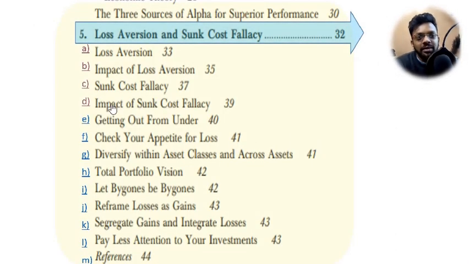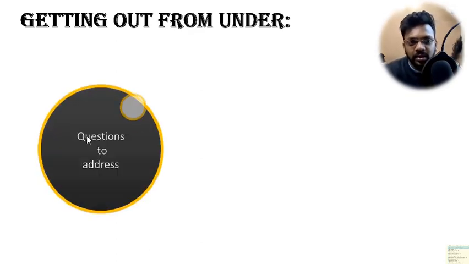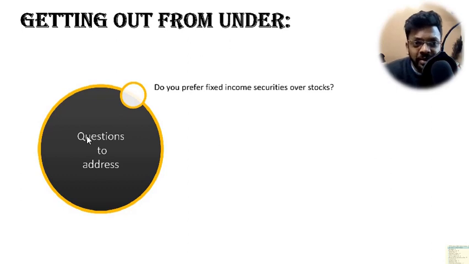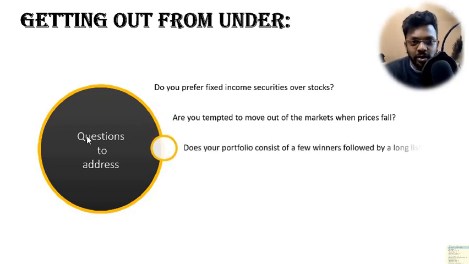Let's go into the fifth topic, getting out from under. To find out whether you are a victim of loss aversion and the sunk cost fallacy, let's answer the following questions. Do you prefer fixed income over securities of the stocks? Are you tempted to move out of the markets when the price falls? Let's assume you are investing some amount. If the price falls tomorrow, do you tend to move, or do you fear moving out of the stock?